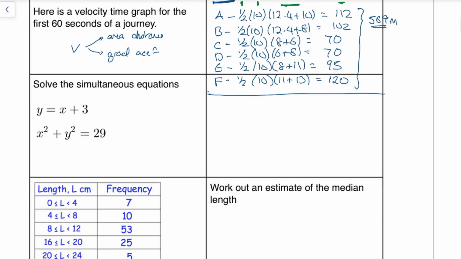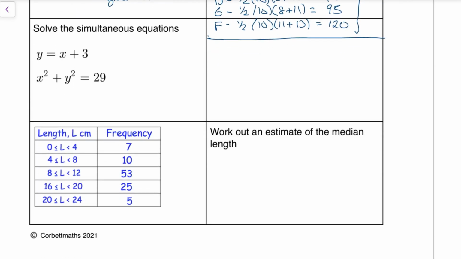Next question. All right, so good old algebra back, thankfully. So now I've got to solve the simultaneous equations. If you've seen me do these before, I'm going to call that equation 1, that equation 2. I'm going to put equation 1 into equation 2, which is going to give me x squared plus, instead of y squared, I'm going to write (x plus 3) squared. And this is equal to 29.